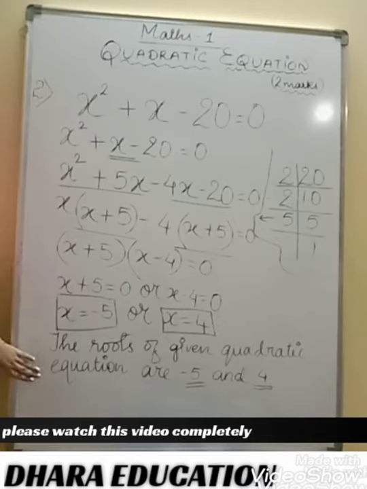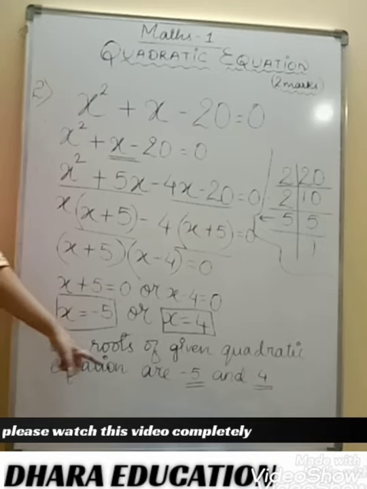So students, the last statement which you always need to write, please don't forget to write this statement. It is very, very important, and you need to highlight it with the scale also. The roots of the given quadratic equation are -5 and 4 respectively. So this is our solution.